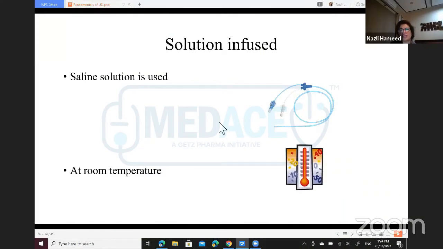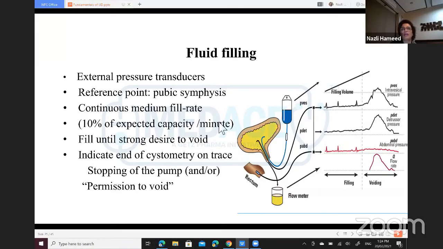We use a saline solution at room temperature. While performing the fluid filling, we start at a low rate, 10% of the expected capacity per minute. You must remember that I said in the beginning that we want to know an approximate capacity of the patient, and we generally get an idea from the voiding diary as well. If we start filling the bladder too rapidly, that provokes an earlier sensation. Similarly, if the saline is too cold, that can also provoke a premature desire to pass urine. So these standardizations are important.